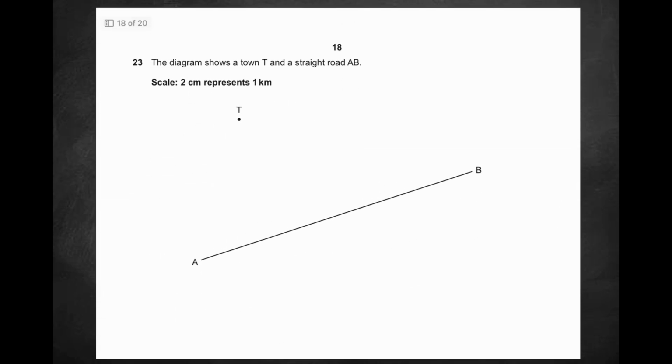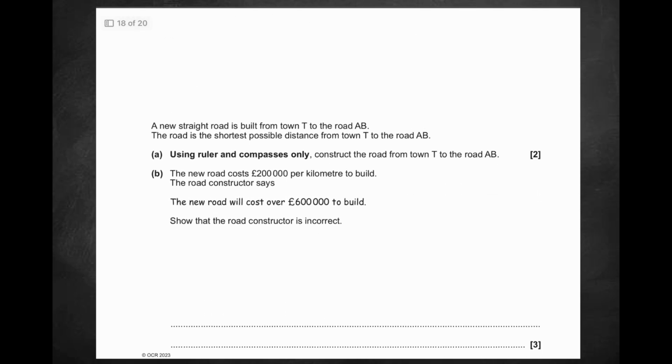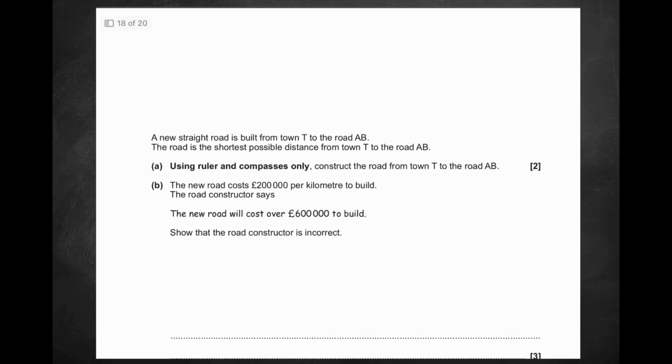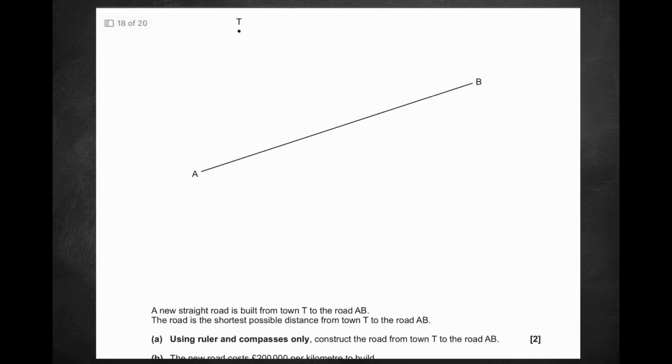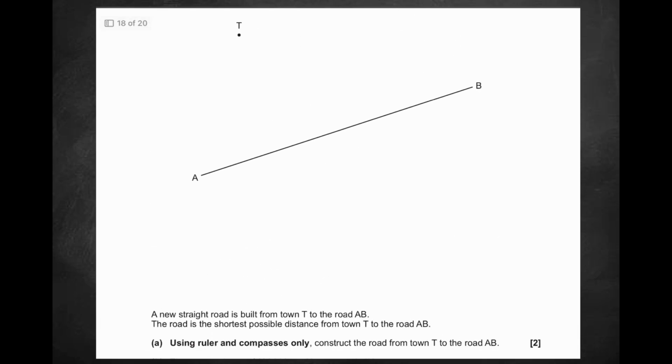Question 23. The diagram shows a town T and a straight road AB. A new straight road is built from town T to the road AB. The road is the shortest possible distance between the town T to the road AB. Using ruler and compasses only, construct the road from the town T to the road AB. Right, well, I'm on an iPad, so I cannot show you what I'm doing with the compasses, but I can explain what you need to do.